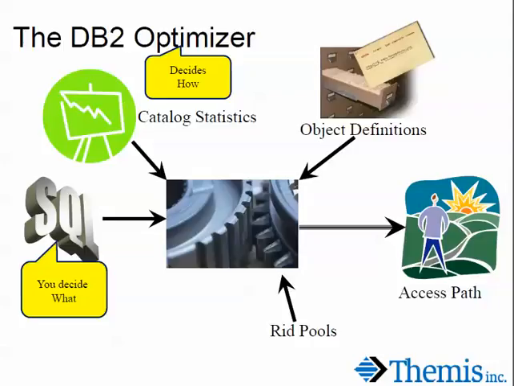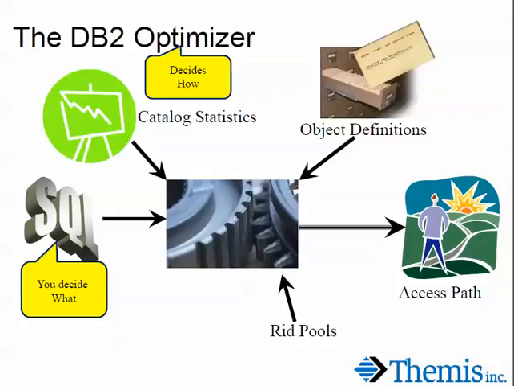The tables involved. How many rows are in the table? Is it a partition table? What are the indexes on the table? How's the SQL coded? Is the SQL coded in such a way that I can take advantage of some of these indexes? And how's the SQL coded to give me an idea of how many rows are going to be coming back out of my result set?